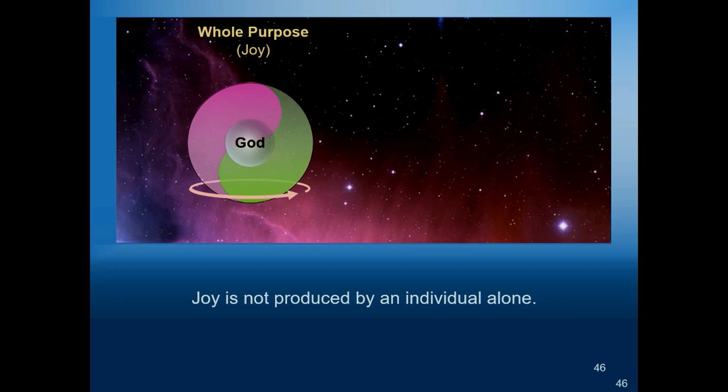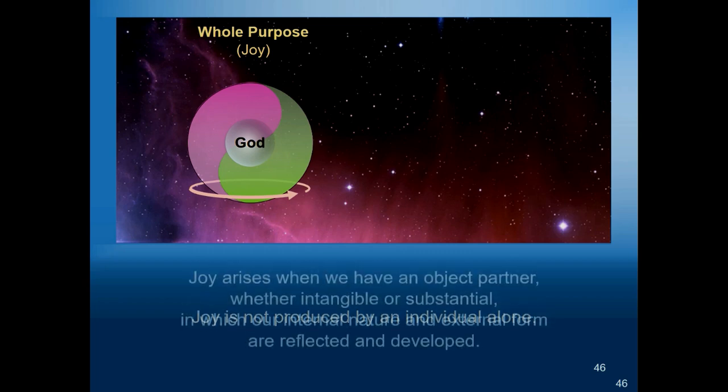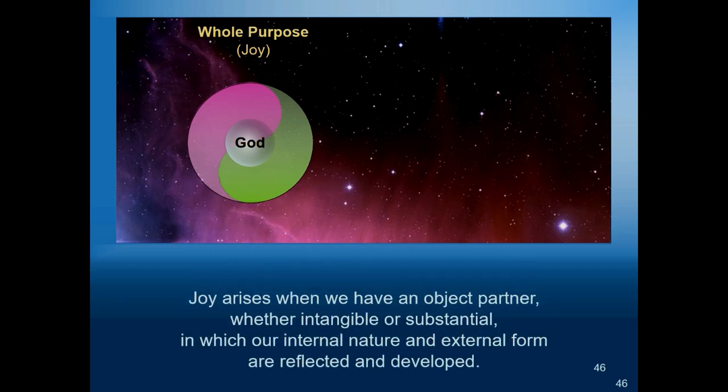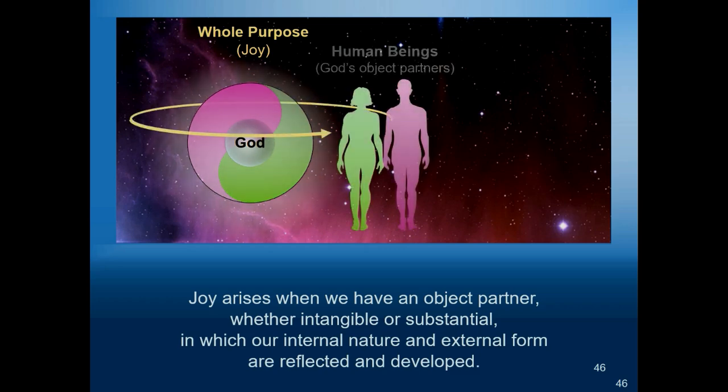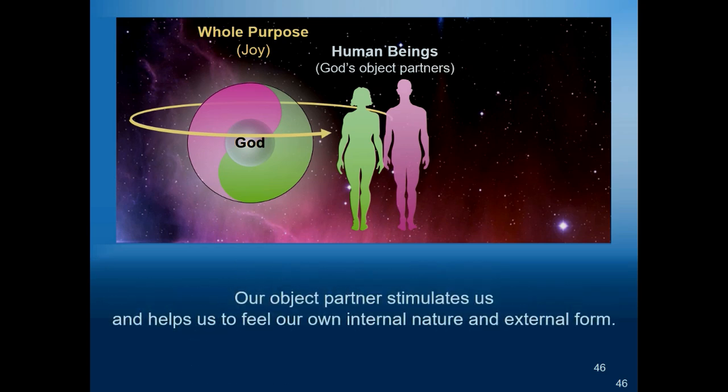Joy is not produced by an individual alone. Joy arises when we have an object partner, whether intangible or substantial, in which our internal nature and external form are reflected and developed. Our object partner stimulates us and helps us to feel our internal nature and external form.